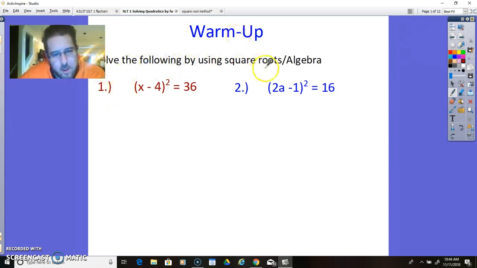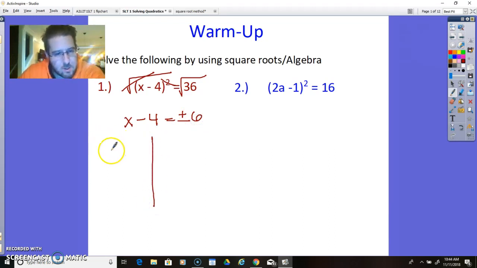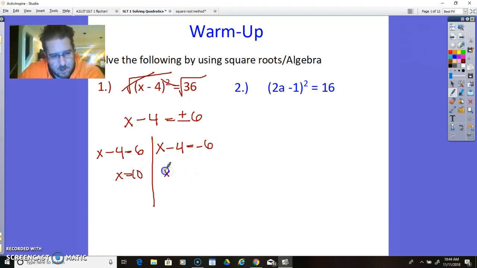All right, solve the following by using square roots. If I take the square root of both sides, the square root and the square are inverses of each other, so they cancel out. x minus 4 equals both positive and negative 6. Like we had done in the past, we're going to solve it twice, once with the positive root and once with the negative one. Add 4 to both sides: x is 10. Add 4 to both sides: x is negative 2. So two possible answers.